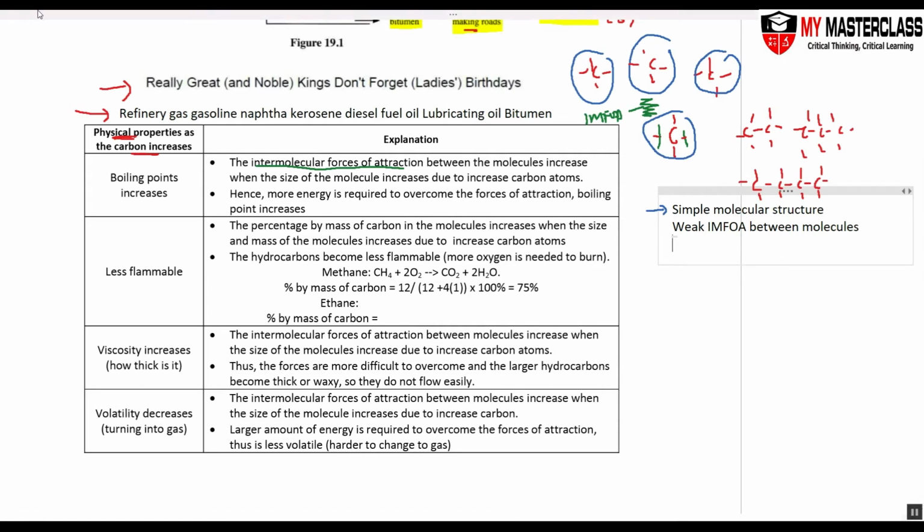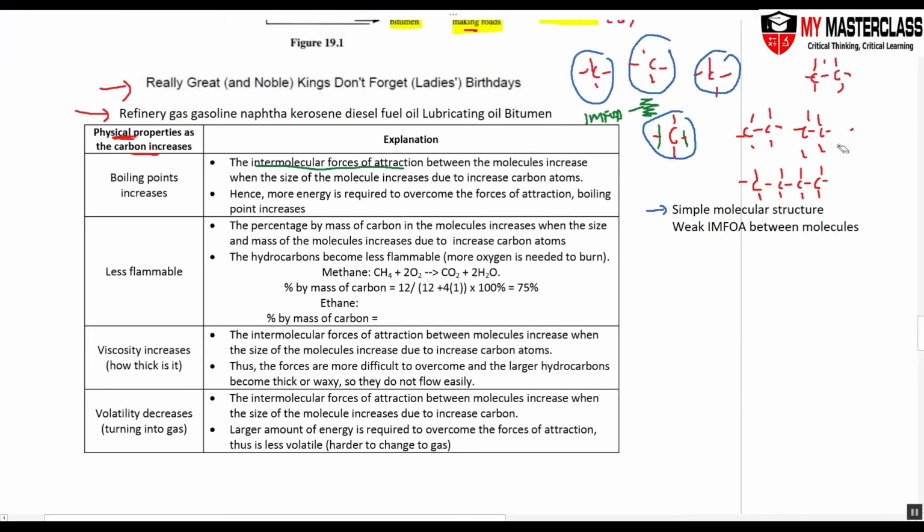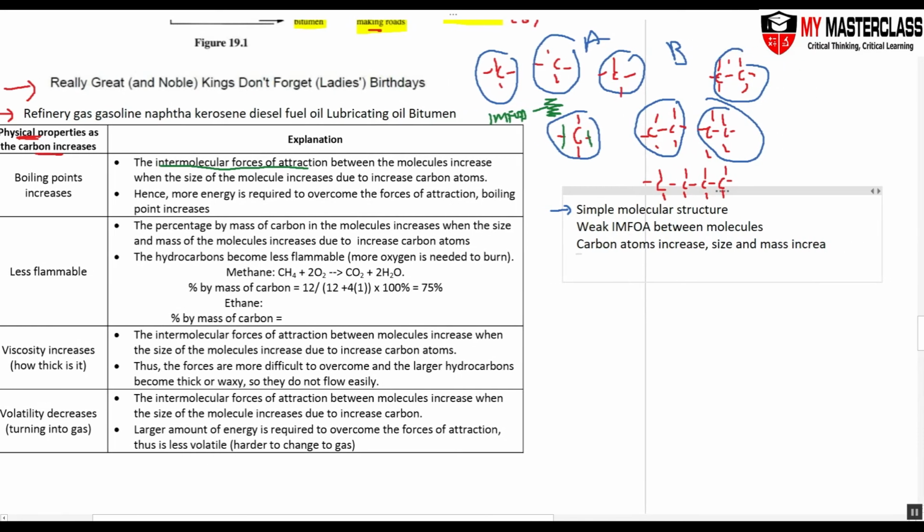So what happens when the size and mass increases? So from your carbon 1 becoming carbon 2, for example. Okay, and then for example, if we have another carbon 2. Again, this is one molecule, this is the other molecule, this is the other molecule. The difference between A and B is that the carbon atoms increase, the size and mass increase.